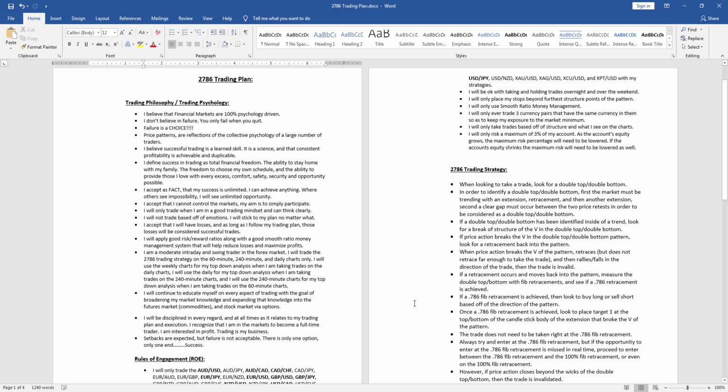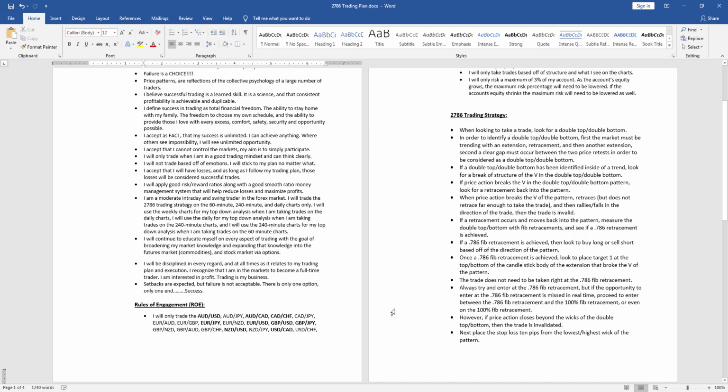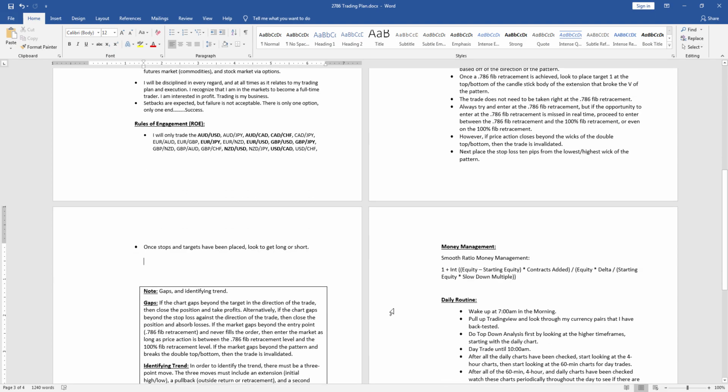So now that you're seeing this, I hope that this will really help you, give you an idea what it's going to be like, and this will make your trading strategy and your trading plan creation much easier.